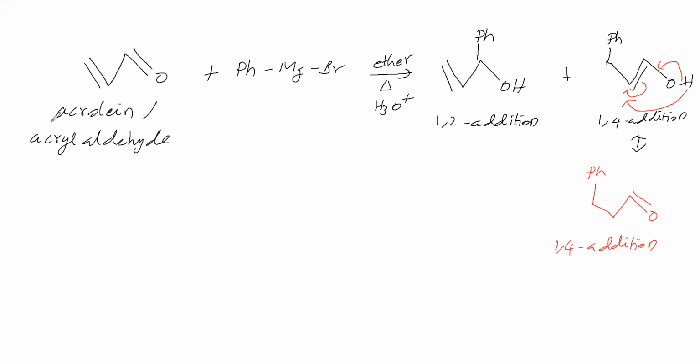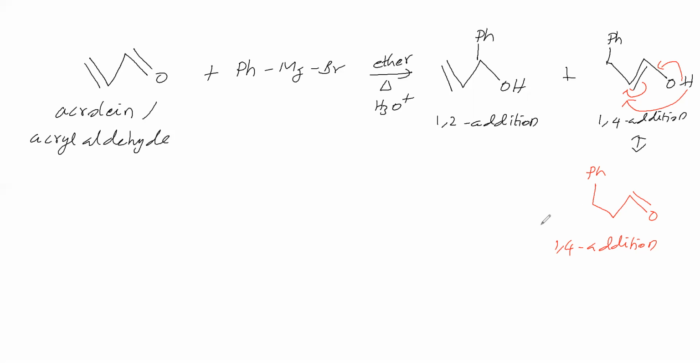So we got this acrolein reacting with the Grignard reagent. We are getting 1,2 addition product and 1,4 addition product. Which is major and which is minor, that we have to see. Which product is major? Which product is minor? Shall we say the 1,4 addition product is major, or shall we say the 1,2 addition product? Which is major?